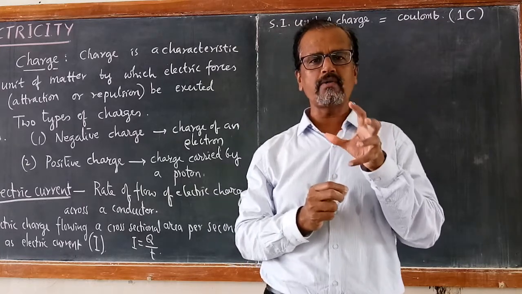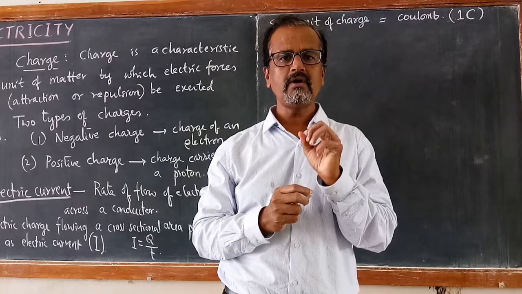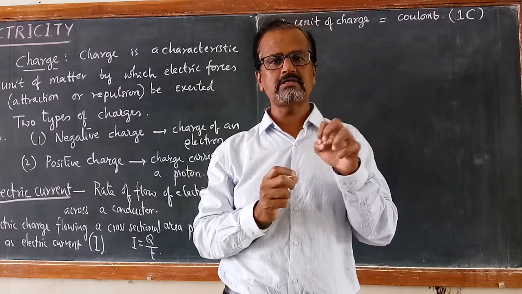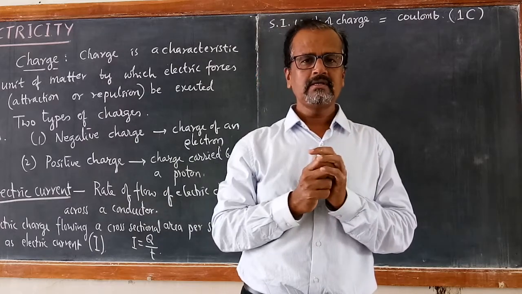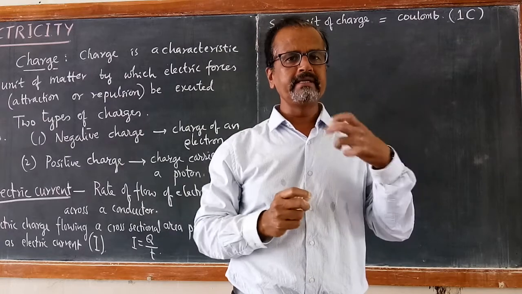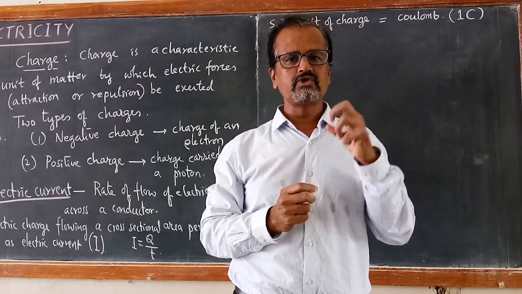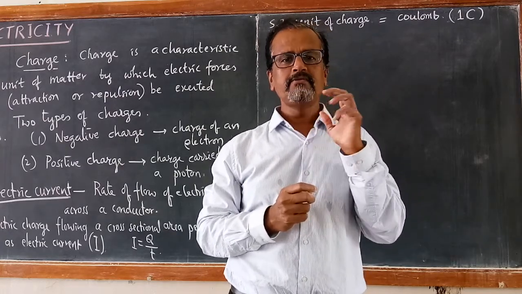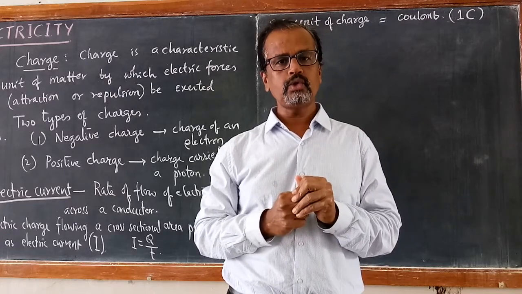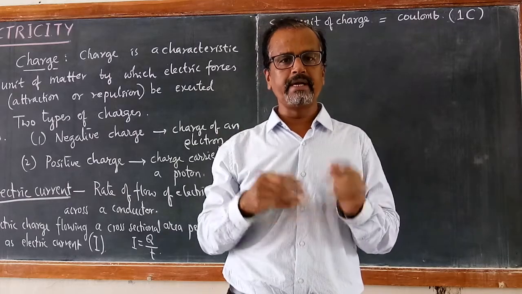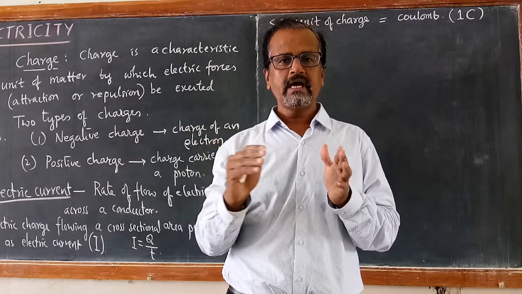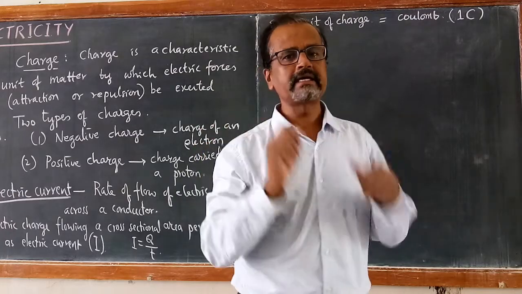The outermost orbit electrons which are available in an atom are called free electrons. They have high energy. So these electrons are responsible for the electric current in a conductor. Before the discovery of electrons, it was assumed that the flow of positive charges constitutes electric current. So even now we take the direction of flow of positive charges as the direction of electric current.